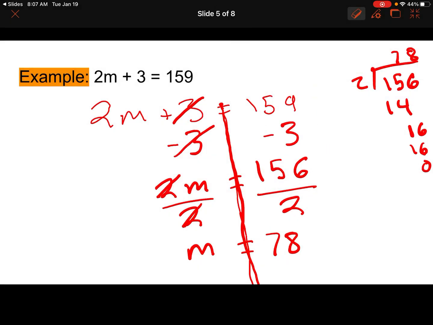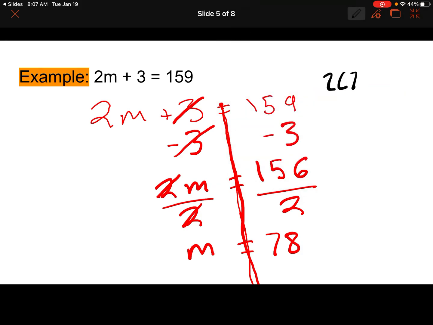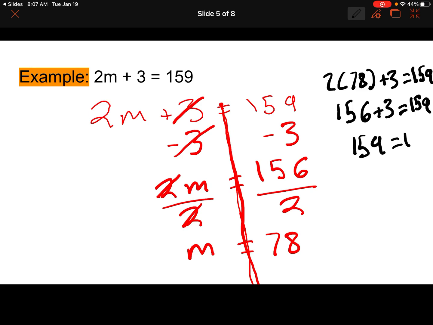All right, well, let's see here. So when m equals 78, what that means is when we plug m into our original equation, 2 times 78 plus 3 is equal to 159. Well, 2 times 78, we know that to be 156. 156 plus 3 is equal to 159. And then 159 is equal to 159. Exactly. So what we see here is that value of m is what makes this original equation true. So that's why we're trying to solve for m.